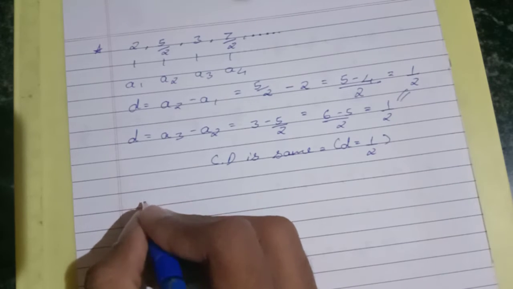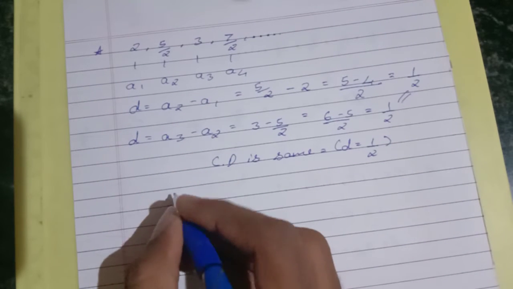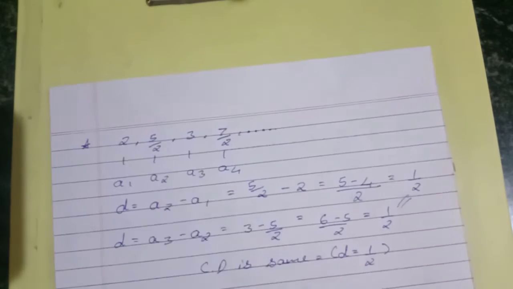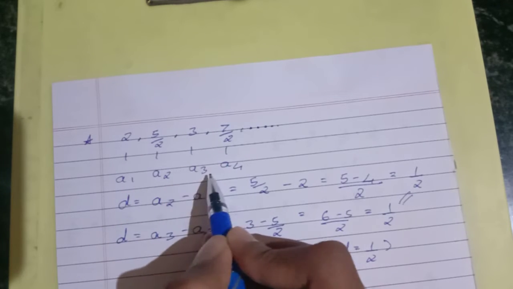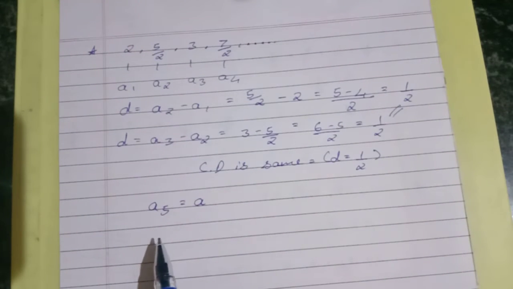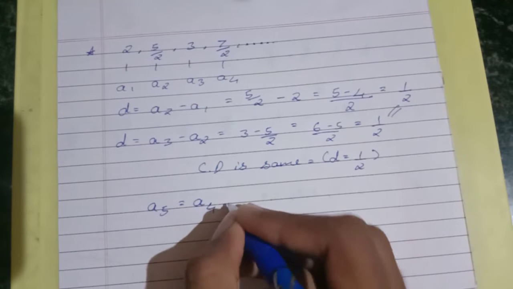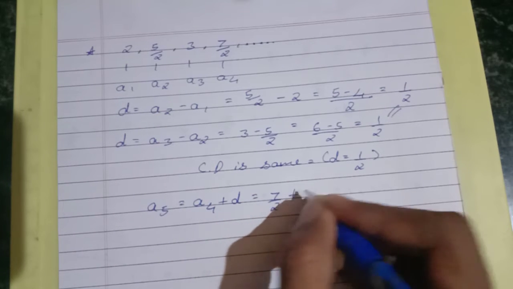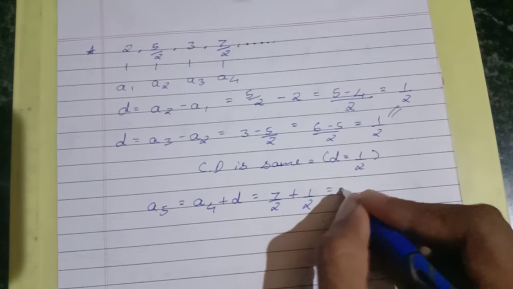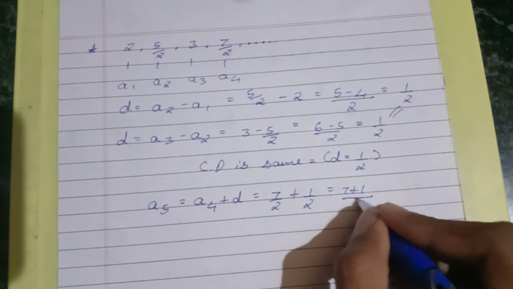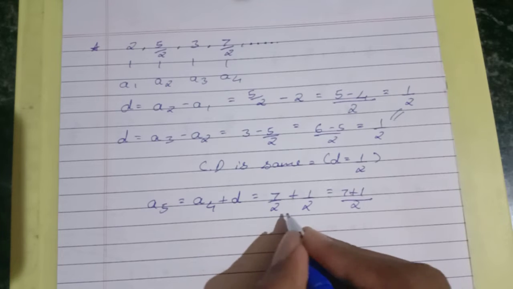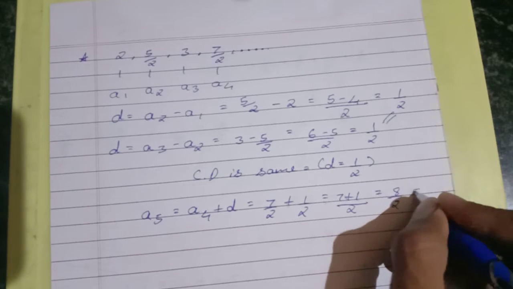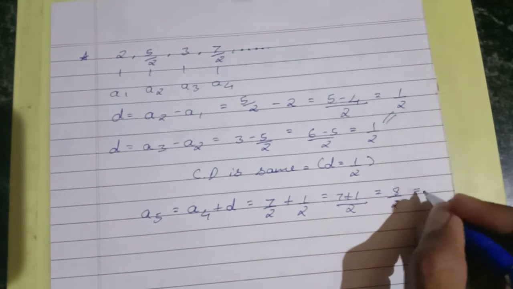And A5 is equal to, now we should find the next 3 terms. A5 is equal to A4 plus D. In points to remember, I have shown you that formula. AN is equal to AN minus 1 plus D. A4 plus D is equal to 7 by 2 plus 1 by 2, which is 7 plus 1 by 2, as the denominators are the same, then 8 by 2, which is 4.